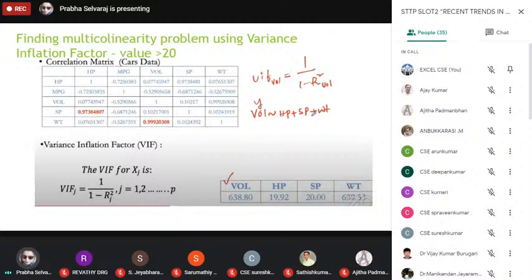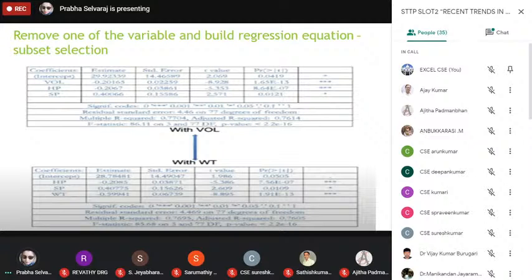Then I have to find out the multicollinearity problem, which variables are highly correlated. Once I identify that, I have identified two variables: one is volume and another one is WT. Now what I need to do? I have to remove one of the variables and build the regression equation again. So that means my MPG will now depend on volume, HP and SP.